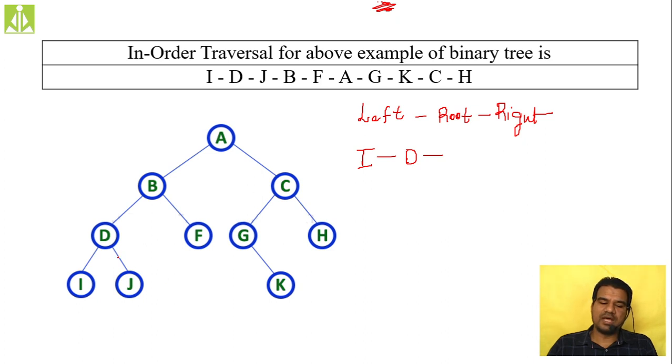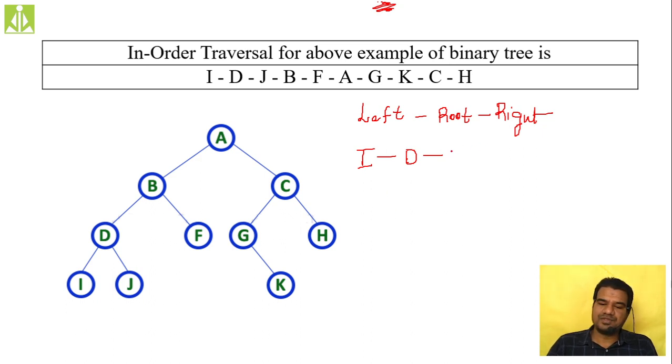We are going to J and make J as root. After making J as root, I have to look for left because I have to visit left first. So do we have any left over here? No. For J we don't have any left. So come back to J and try to visit J because J is root and I have to visit root.